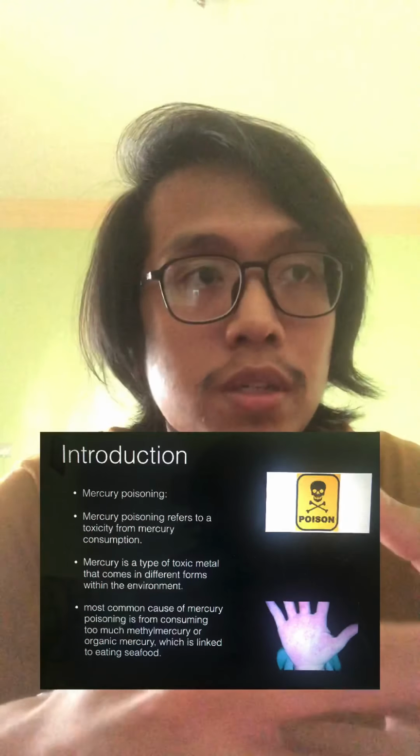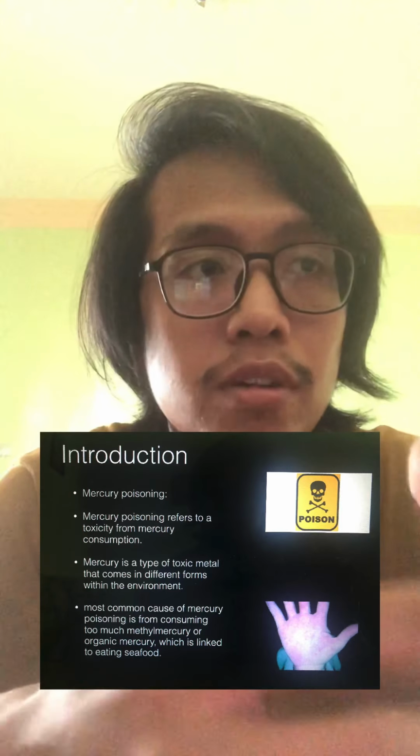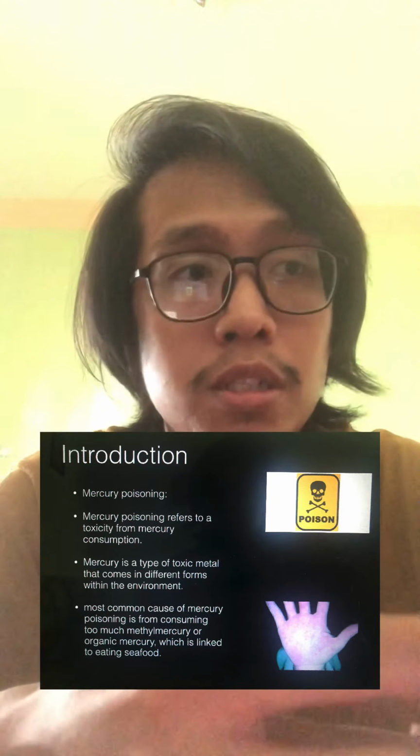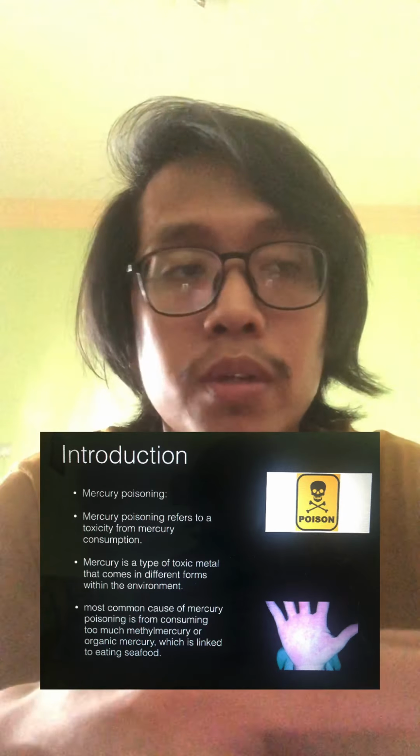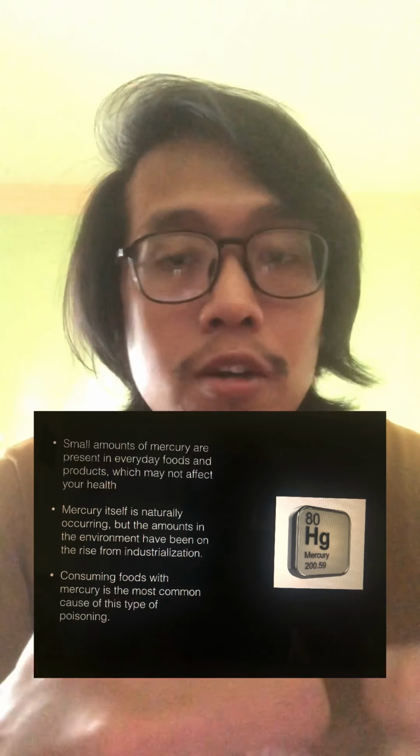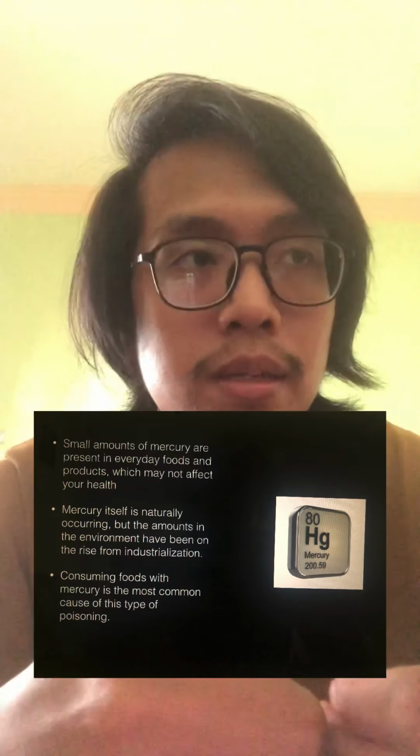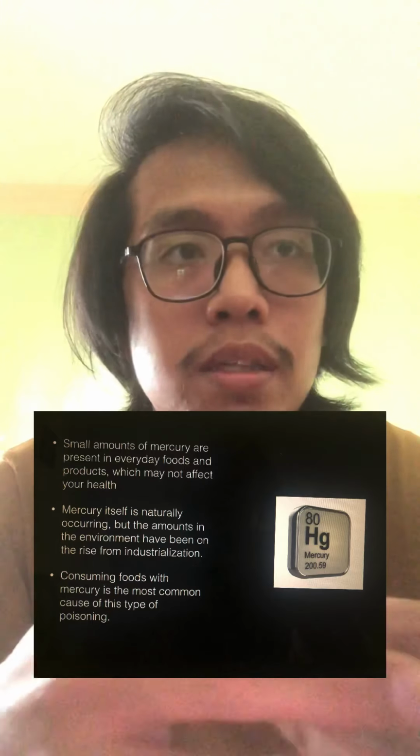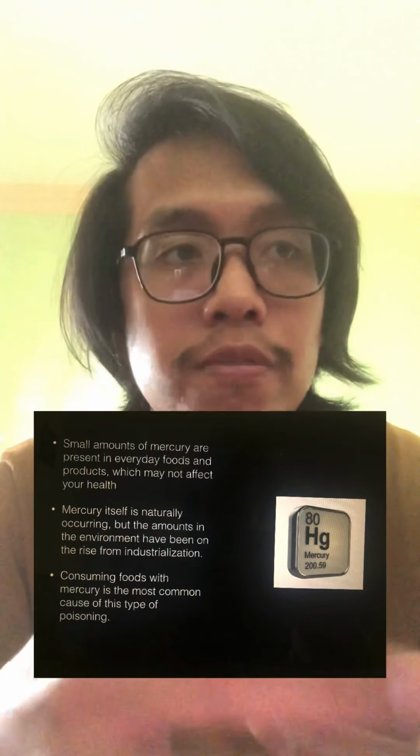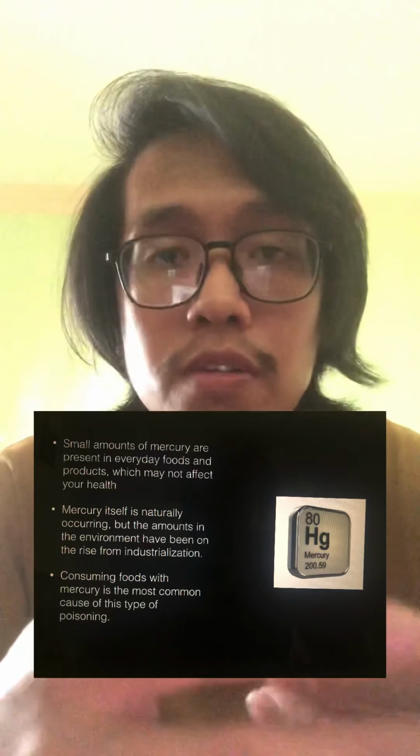For the introduction, I will talk about mercury poisoning. What is mercury poisoning? Mercury poisoning refers to a toxicity from mercury consumption. Mercury is a type of toxic metal that comes in different forms within the environment. Most common cause of mercury poisoning is from consuming too much methyl mercury or organic mercury, which is linked to eating seafood. Small amount of mercury are present in everyday foods and products, which may not affect your health. Mercury itself is naturally occurring, but the amounts in the environment have been on the rise from industrialization. Consuming foods with mercury is the most common cause of this type of poisoning.